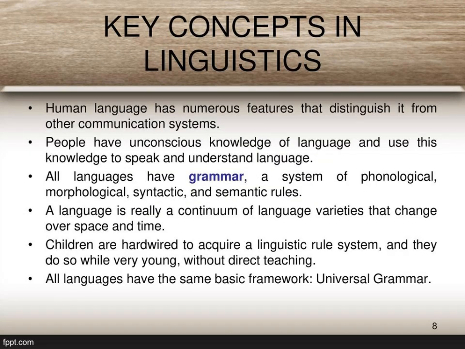Now, if we talk further, key concepts in linguistics can be discussed, as human language has numerous features that distinguish it from other communication systems. People have unconscious knowledge of language and use this knowledge to speak and understand language. All languages have grammar, a system of phonological, morphological, syntactic, and semantic rules. A language is really a continuum of language varieties that change over space and time. Children are hardwired to acquire a linguistic rule system, and they do so while very young, without direct teaching. All languages have the same basic framework: universal grammar.